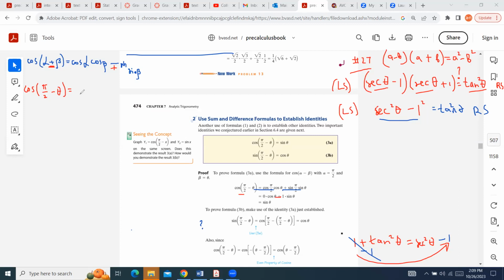So anyways, this is going to be, according to the formula above, cosine of first times cosine of second, which is theta. So that's the use of these formulas. Now, since it's a minus, I go with the lower sign, which is a plus, and that'd be sine first, which is sine of pi over 2, and the second is going to be sine of theta.